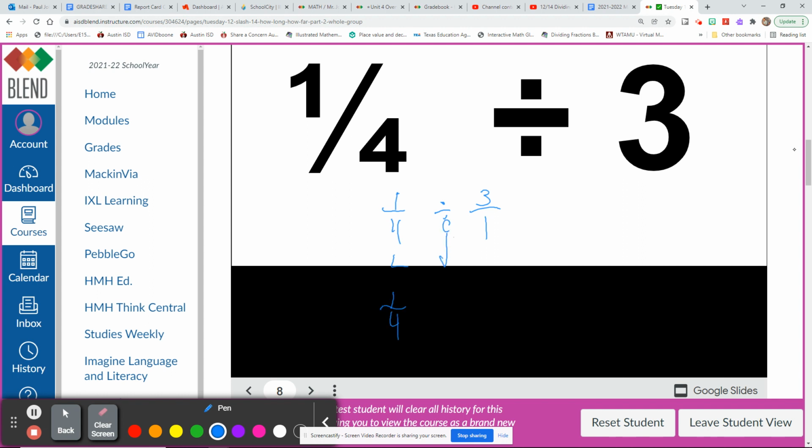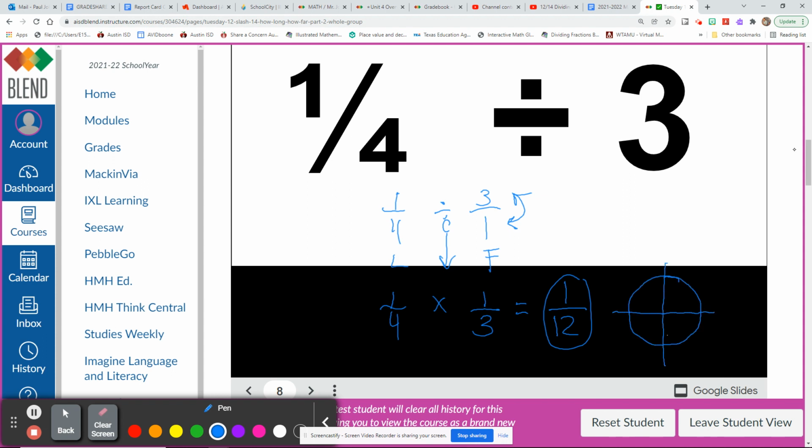We change the division sign to a multiplication sign, and then we flip the second fraction, right? Leave, change, flip. And when you flip the second fraction, you put the numerator on the bottom and the denominator on top. So instead of looking at 1/4 divided by 3, now we're looking at 1/4 times 1/3. So once again, it's top times top, 1 times 1, bottom times bottom, 4 times 3, and you get your answer, 1/12.